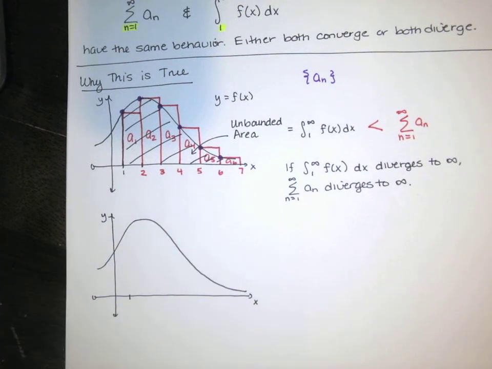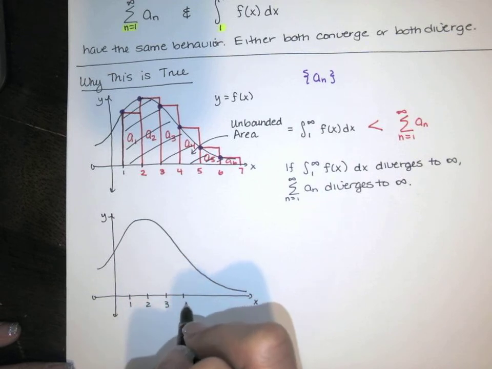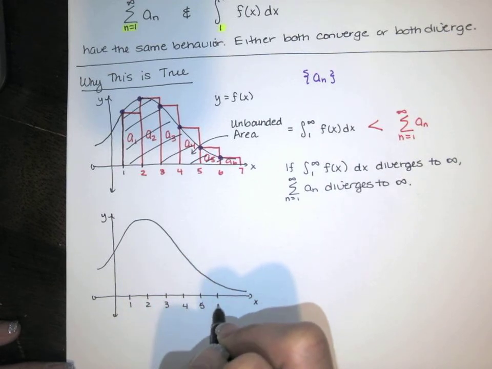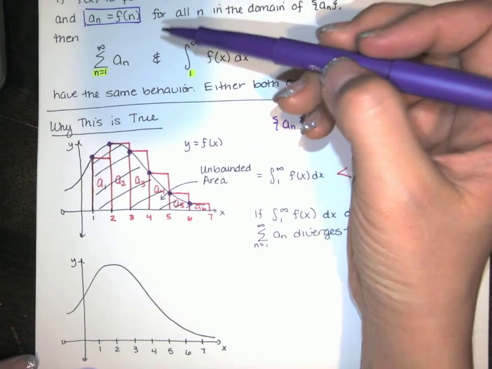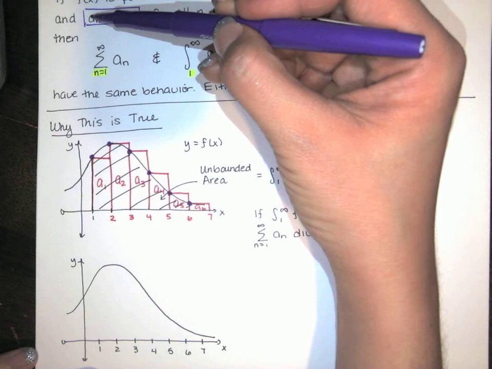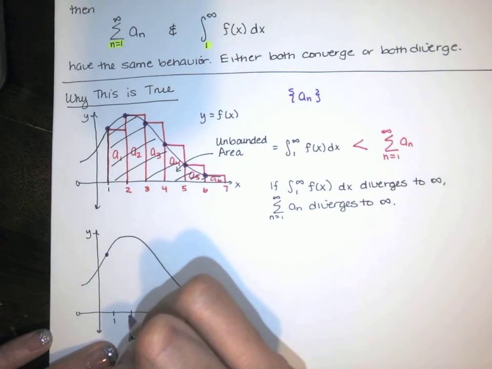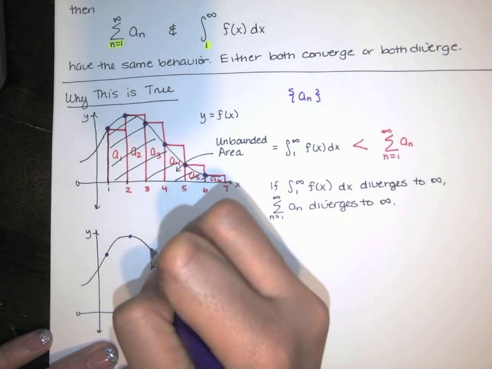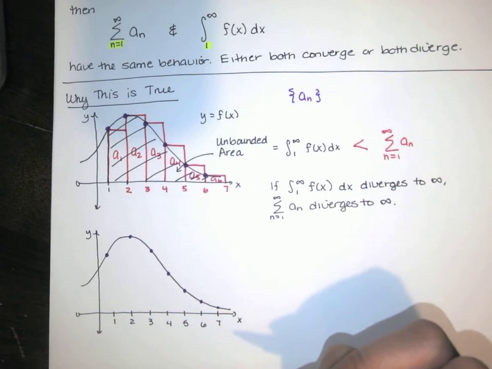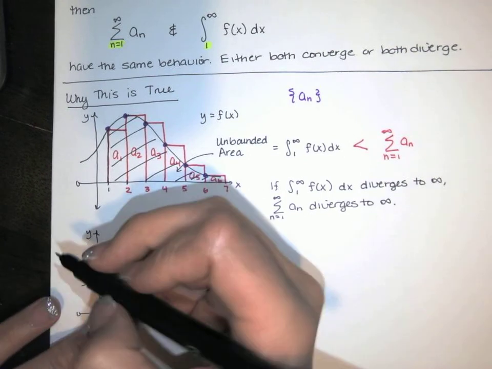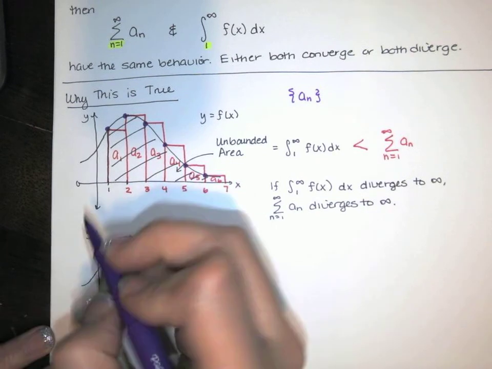And still, at 1, 2, 3, 4, 5, 6, 7, and so on, the points on the sequence are on the graph of f. A sub 1 is there, a sub 2 is there, a sub 3 is there, a sub 4 is there, a sub 5 is here, a sub 6 is here, a sub 7 is here, and so on. So that should have been more like right there. That's okay. There's my a sub 1.